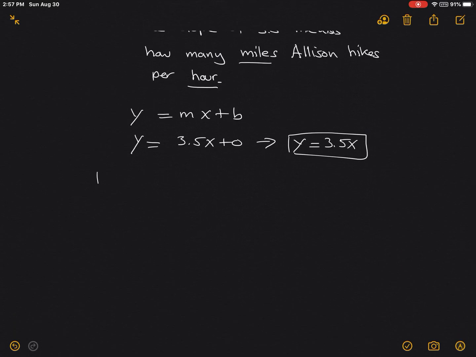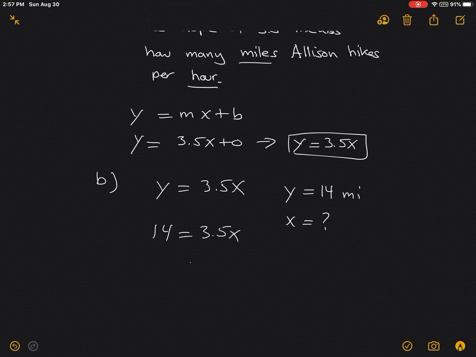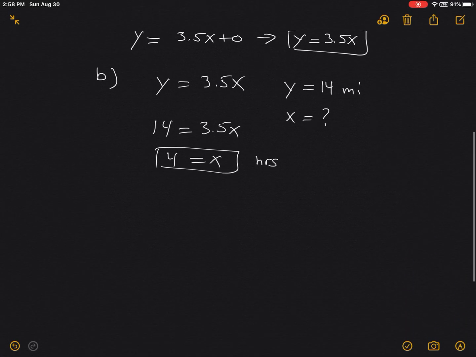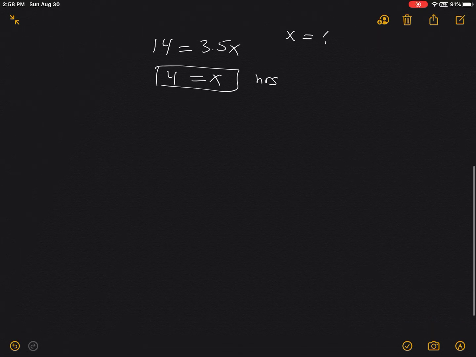All right, now the second part of the question on number 2 asks you, how long does it take Allison to make 14 miles traveling at the same rate? You already have the equation, right? y is equal to 3.5x. And so what this question is asking is, when y is equal to 14, how long is x? Okay, so plug it in. 14 is equal to 3.5x. And you're going to get x is equal to 4 hours. Okay, so make sure you always write units because these numbers mean something in the context of a word problem.